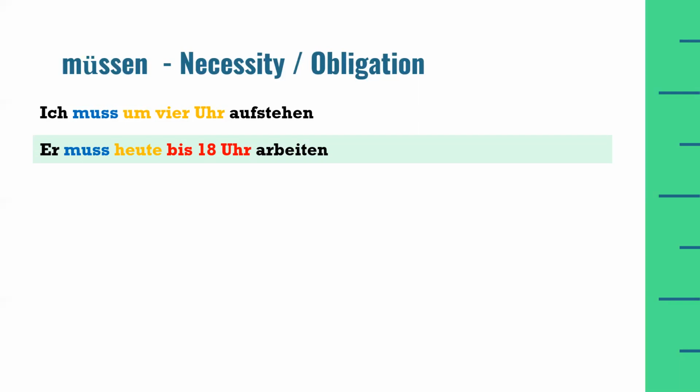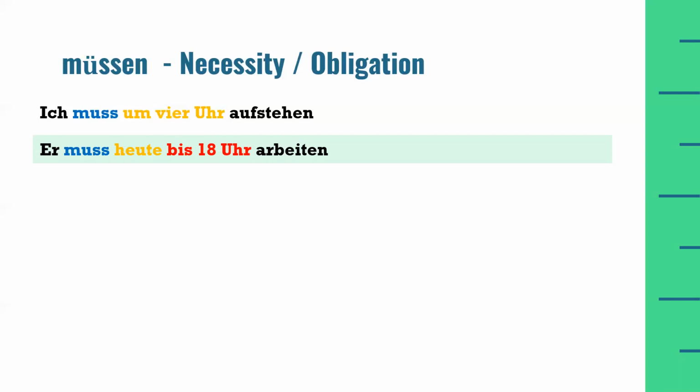Er muss heute bis 18 Uhr arbeiten. He has to work till 6 o'clock today. Now, in this sentence, again, it's necessary for him to work till 6 o'clock, or it can be an obligation for him because he has to complete the work. Therefore, he has to work till 6 o'clock, or it can be an order from his boss that he has to work till 6 o'clock.